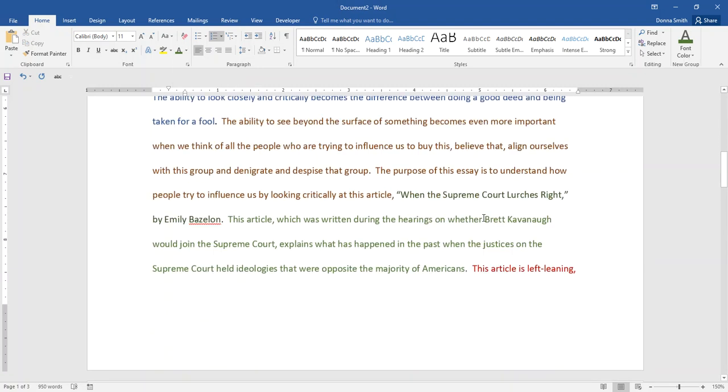This article, which was written during the hearings on whether Brett Kavanaugh would join the Supreme Court, explains what has happened in the past when the justices on the Supreme Court held ideologies that were opposite the majority of Americans. See, one little sentence to summarize. You don't need any more because your focus is not on what the article says, but how the author communicates. And then here's my thesis.